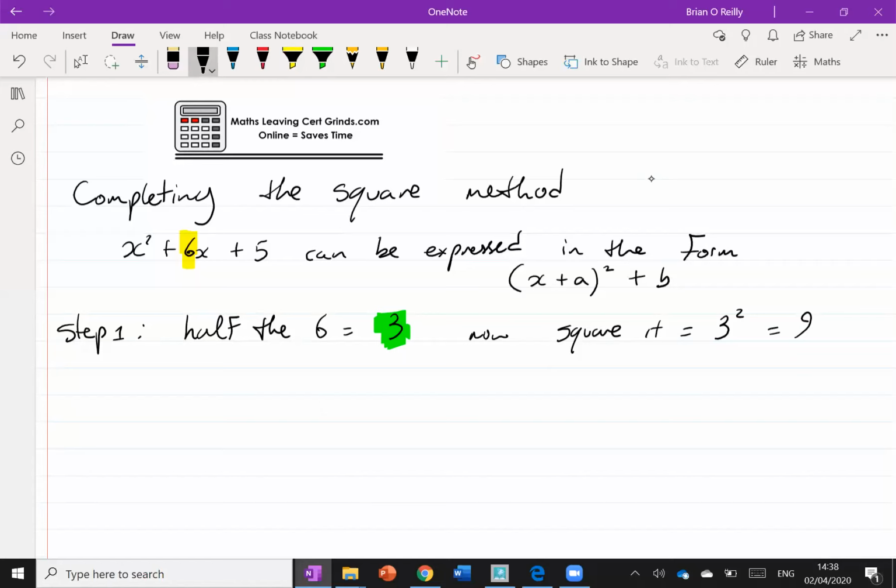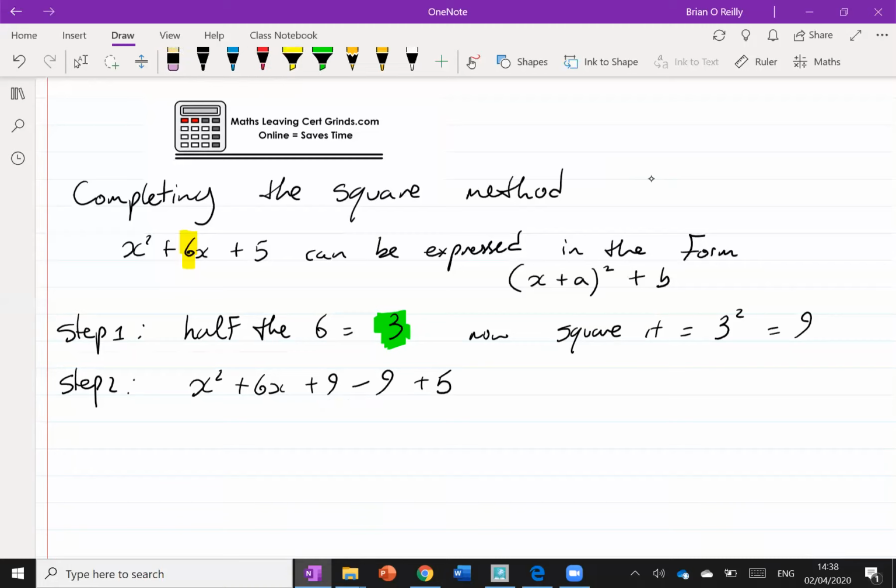Step 2. So we're going to add 9 and take away 9. x squared plus 6x plus 9 minus 9 plus 5, right? So we've added 9 and taken away 9. Of course, if you add those together, you end up with your original function. So what's the point of this?